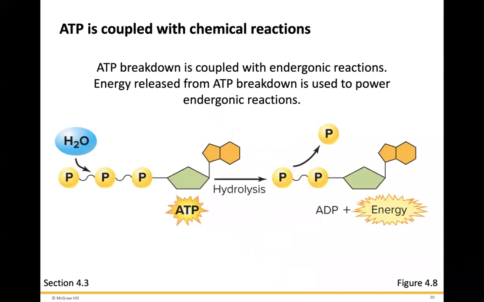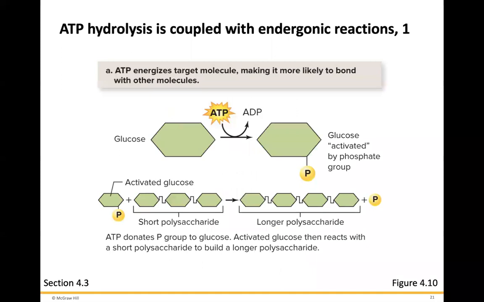ATP is often coupled with chemical reactions. The breakdown of ATP is coupled with endergonic reactions. The energy released from ATP breakdown is used to power the endergonic reactions. So what happens is ATP will energize the target molecule, making it more likely to bond with other molecules.